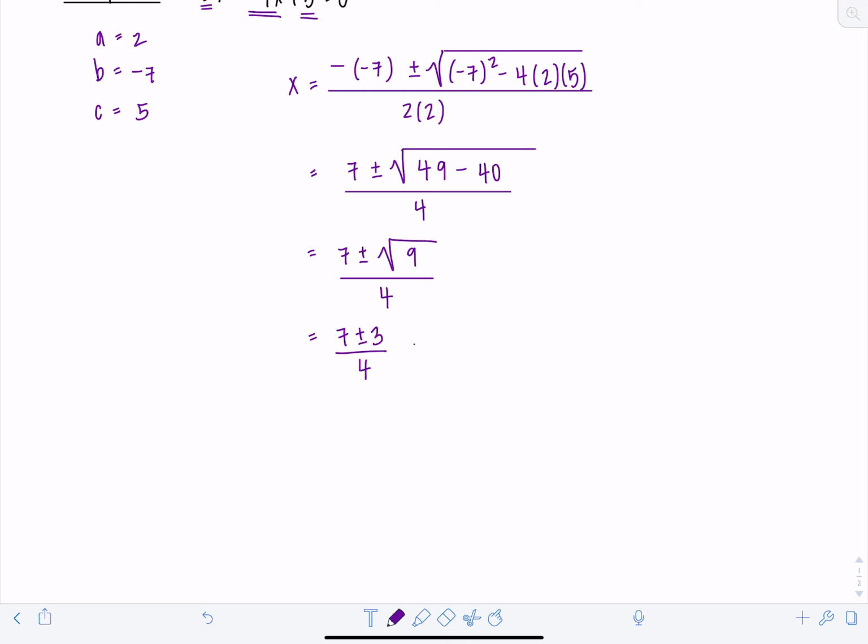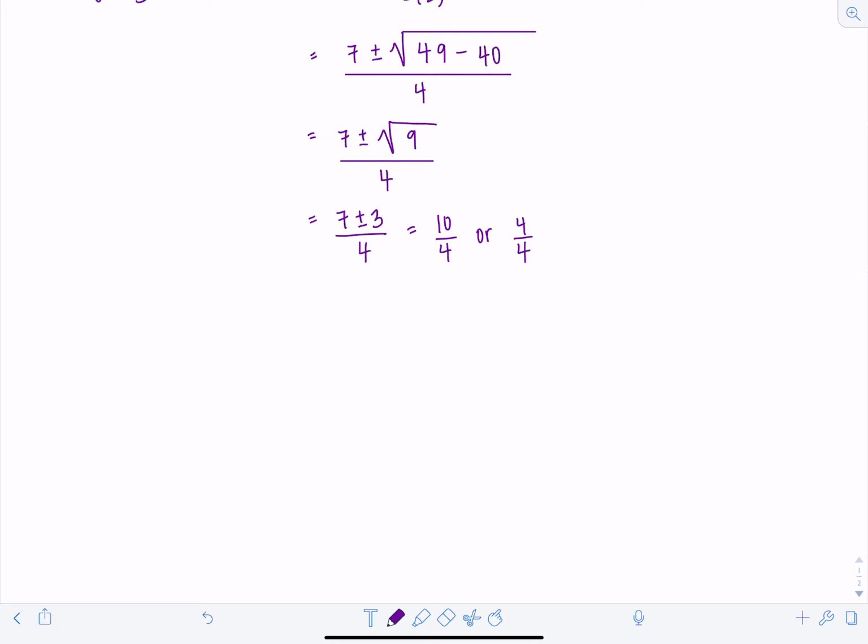So this is going to give us 7 plus 3, which is 10 over 4 as a solution, or 7 minus 3, which is 4 over 4. And then these I can simplify further. 10 over 4 reduces to 5 halves, or 4 over 4, which is 1. So we can list these values in our solution set, 5 halves or 1.